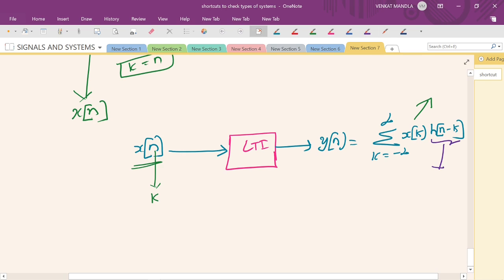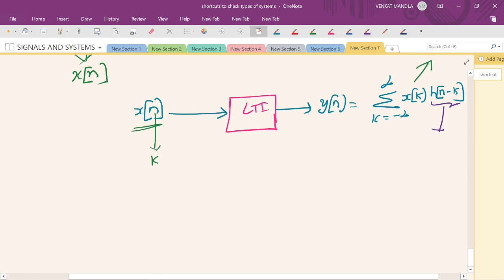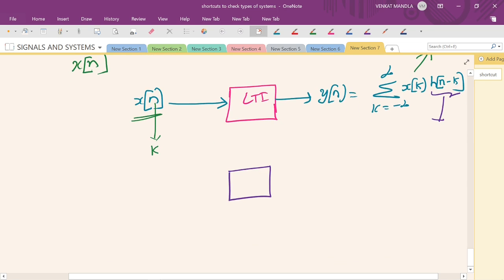So how do you know? Same. This is an LTI system. Initially I will apply delta of n at the input. Just apply delta of n here, then you will get h of n. This is the impulse response. You are giving an impulse at the input, you are getting a response. That response is the output response, that response is the impulse response.